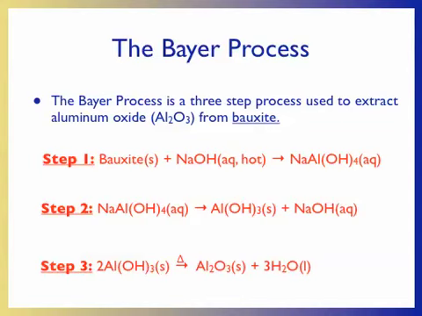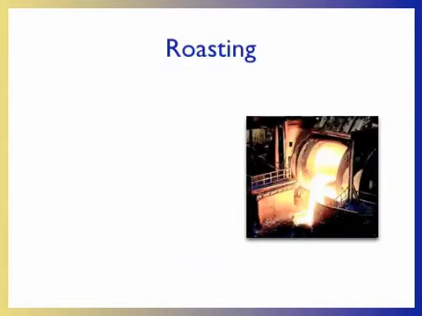The aluminum oxide would then be reduced to get the free aluminum. It turns out that oxides are easier to reduce than other types of compounds containing metals.